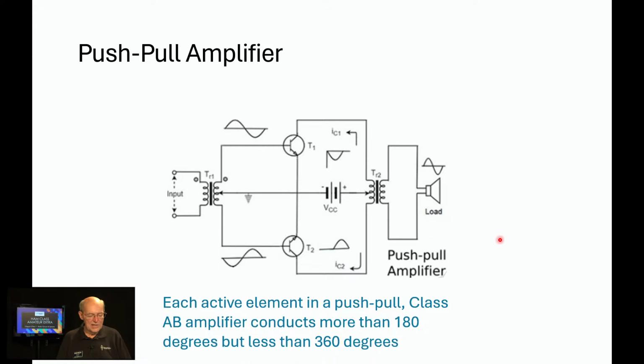So the way that these are actually used in the real world, these amplifiers are biased such that they're running in AB mode, which again is, well, I'll read it. Each active element in a push-pull class AB amplifier conducts more than 180 degrees, but less than 360 degrees. And the reason that they want to do that in class AB is to get rid of that crossover distortion that would happen at these 0 points. And these are the words you need to remember.